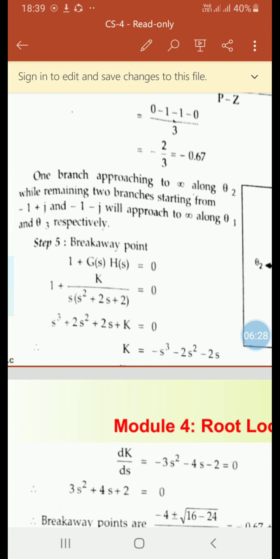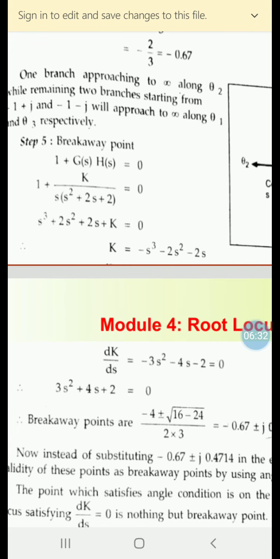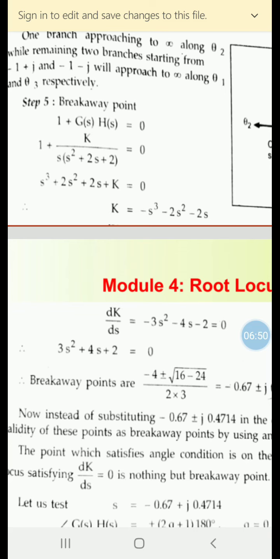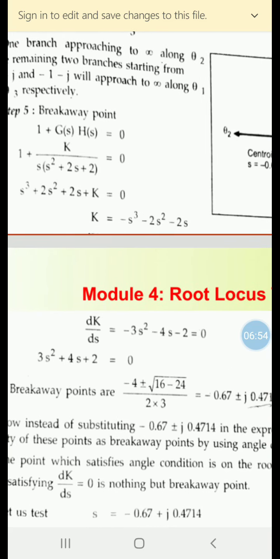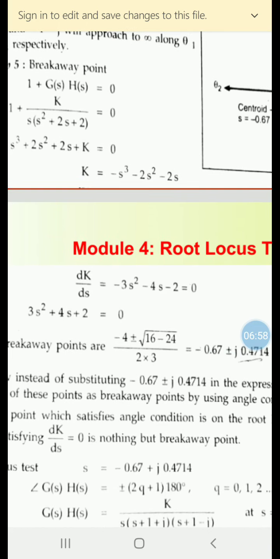The next step is we have to find the breakaway point. So how to find the breakaway point? 1 plus G(s)H(s) is equal to 0. So substitute G(s)H(s): 1 plus K divided by s times (s square plus 2s plus 2) is equal to 0, which comes to be s cube plus 2s square plus 2s plus K is equal to 0. So K is minus s cube minus 2s square minus 2s.